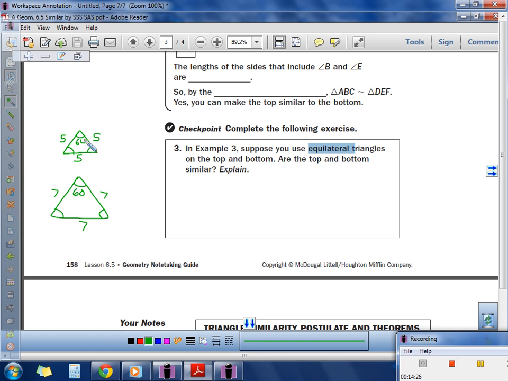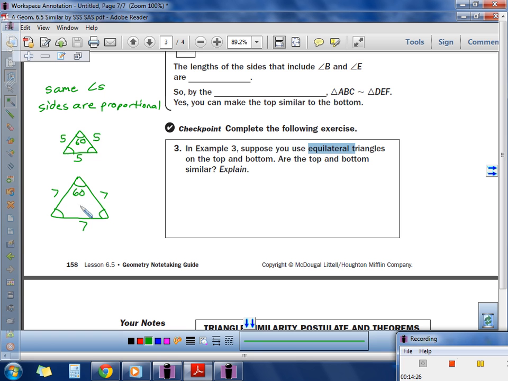All right. Now, if they're both equilaterals, will they be similar? Once again, what's it mean to be similar? Same angles, sides are proportional. You need to write that down and study that. That is what similar means. So, are the angles the same? Definitely. Are the sides proportional?